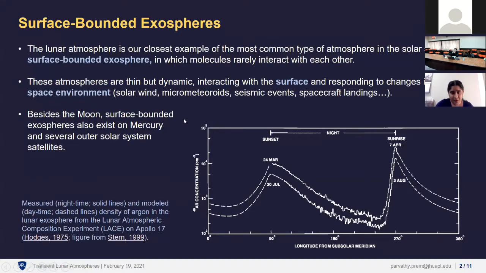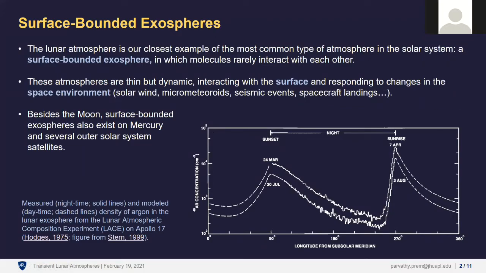So this story begins in the present day. Today, the moon, as you might know, has a very, very thin atmosphere. In fact, technically speaking, it's not an atmosphere at all. It is an exosphere, and it's a particular kind of exosphere. It's a surface-bounded exosphere, which might perhaps be the most common kind of atmosphere in the solar system.